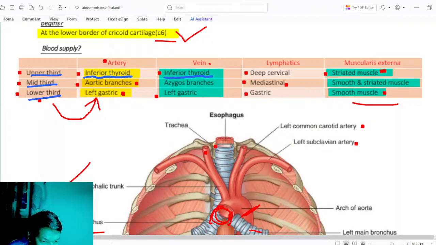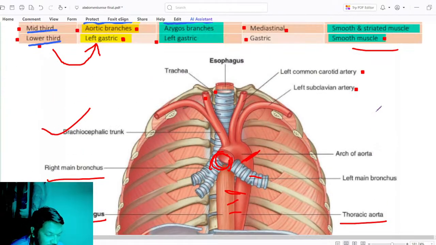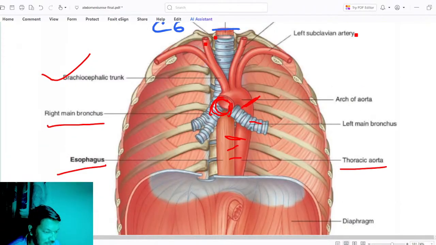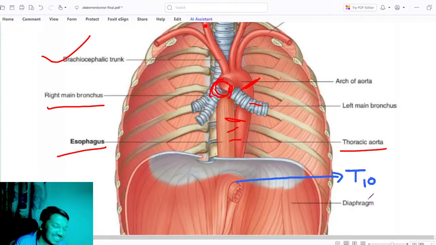Middle third, just remember the esophagus. It starts from C6 and ends at which level? Esophagus ending at which level? T2. So, is there anything remaining to say, T8, T12? Then only T10 remaining. Unfortunately, that is the correct answer.